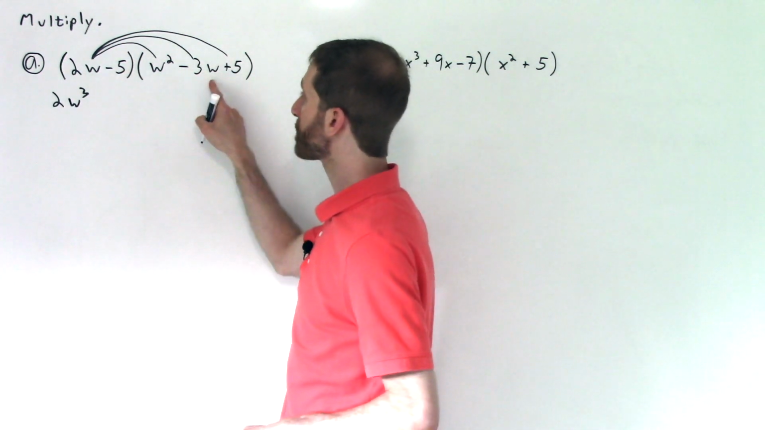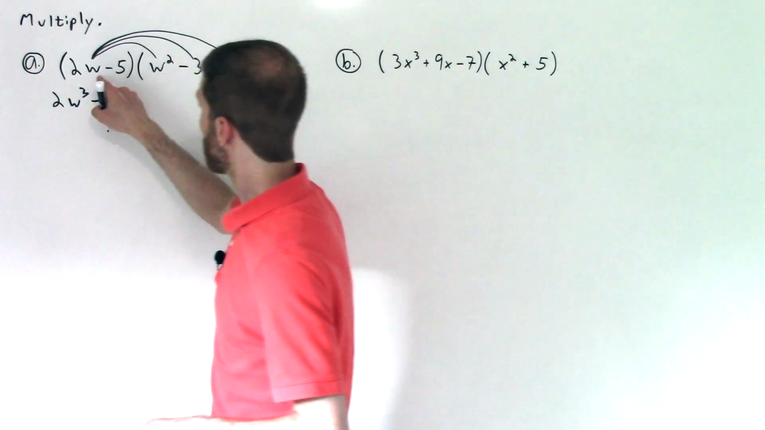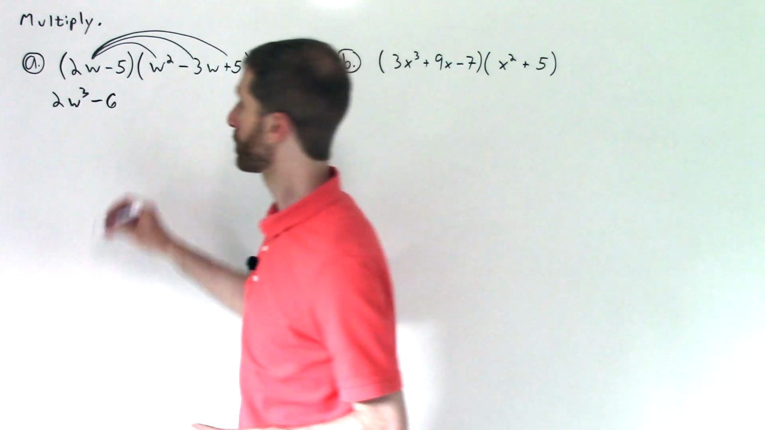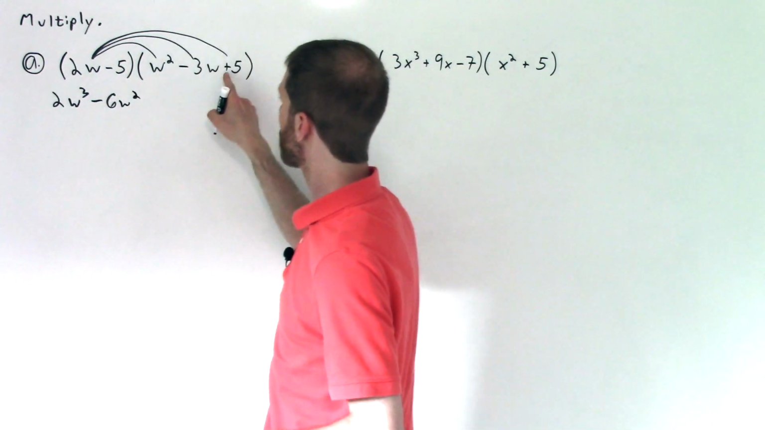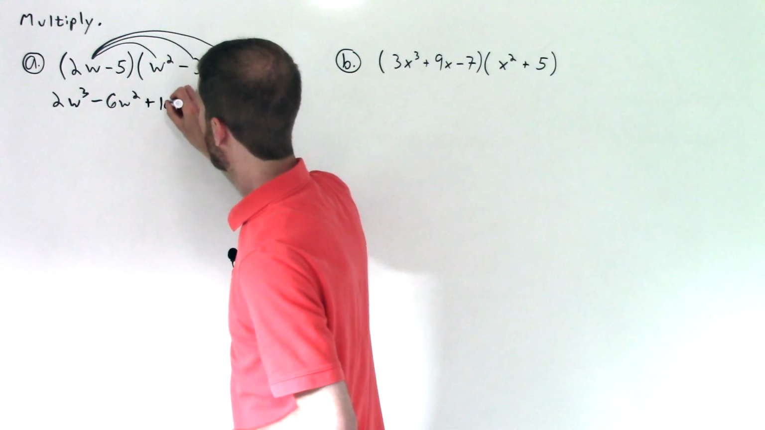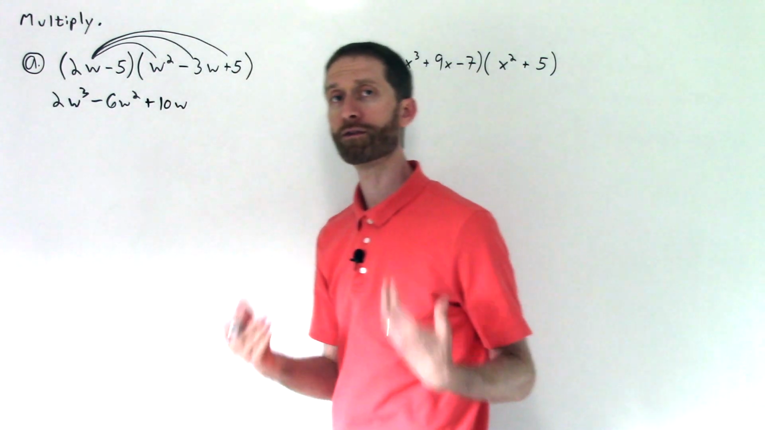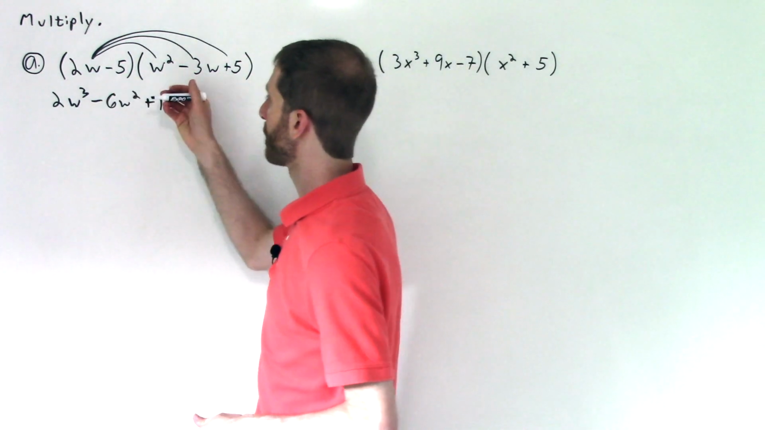2w times minus 3w. 2 times minus 3 is negative 6. w times w, w squared. So we get minus 6w squared, not bad. And then 2w times plus 5. 5 times 2 is 10, and then we have the w. Okay, so we're not quite done. That was just doing the first term by each term in the trinomial. Now we'll do minus 5 times each term.